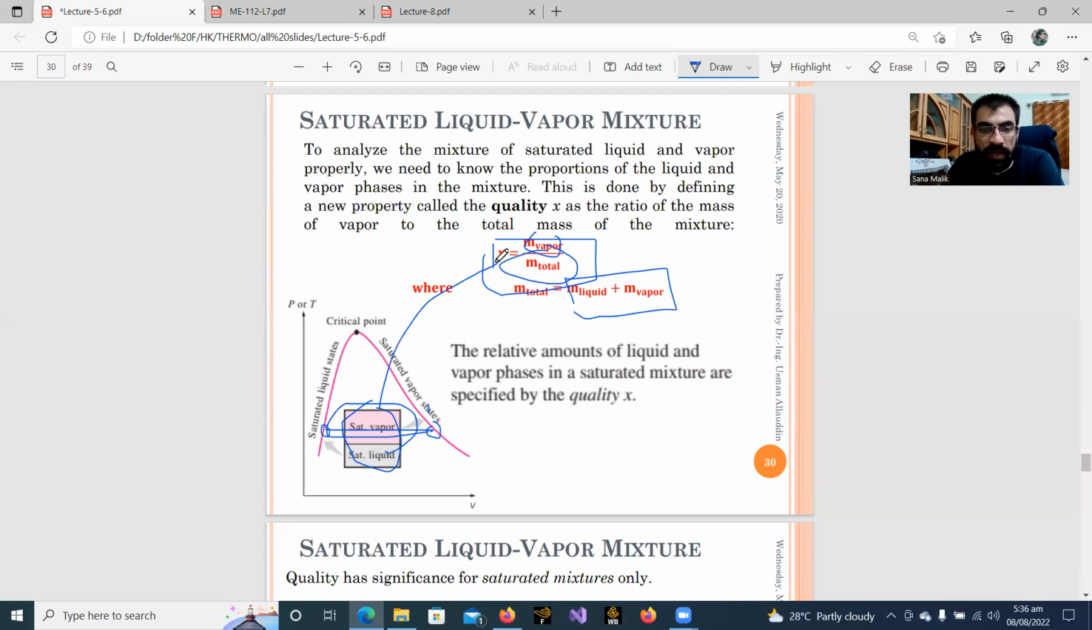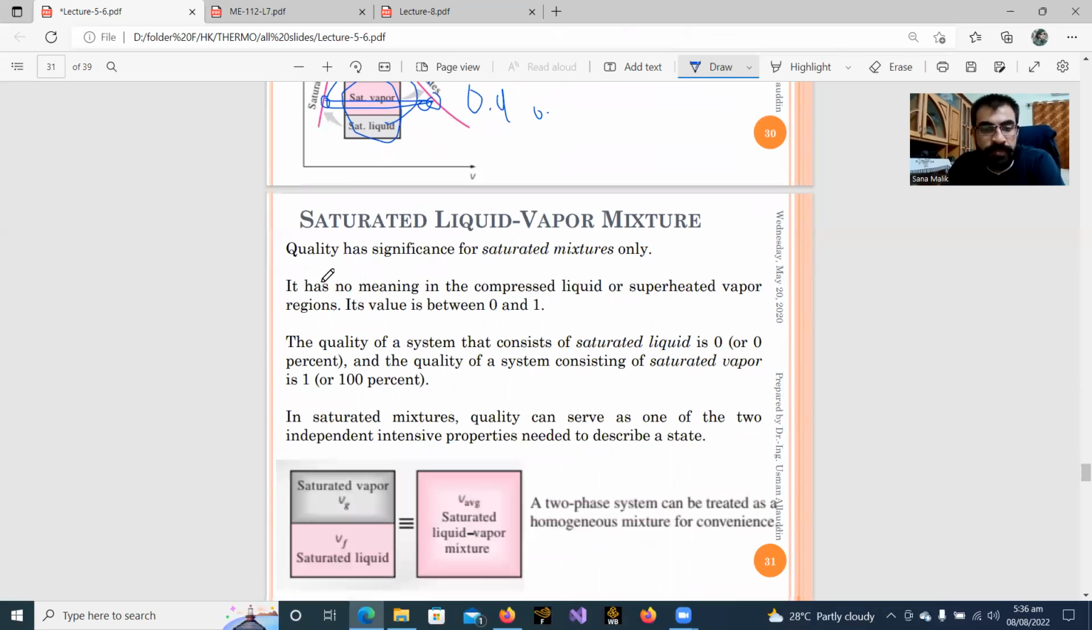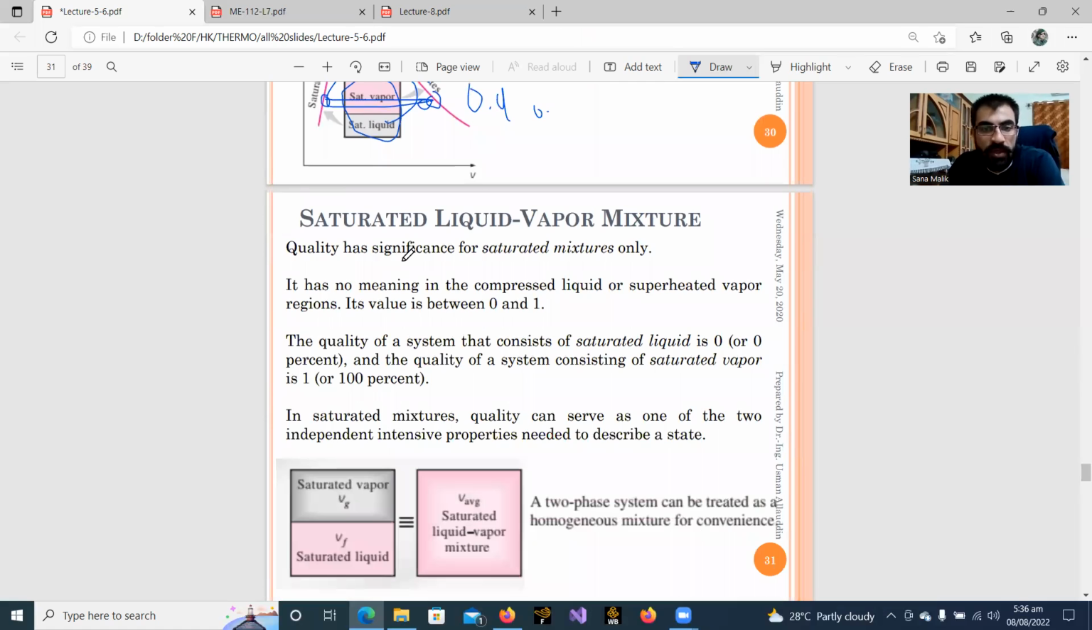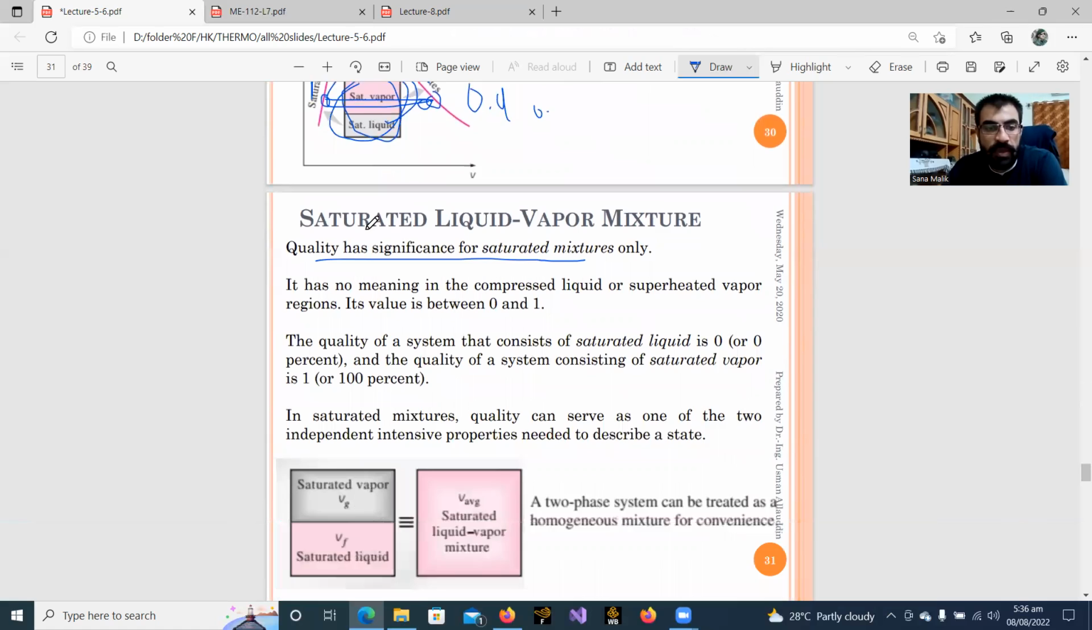For that we find the quality. The closer it is to the saturated vapor line, the higher the quality, like 0.9, 0.8. Further toward the liquid side, it approaches 0. Quality has significance for saturated mixtures only, for the wet region. It has no meaning for the compressed liquid or the superheated region.